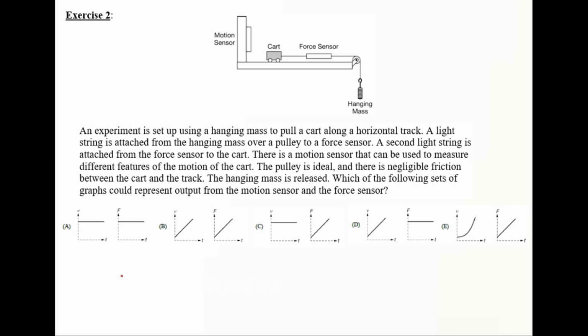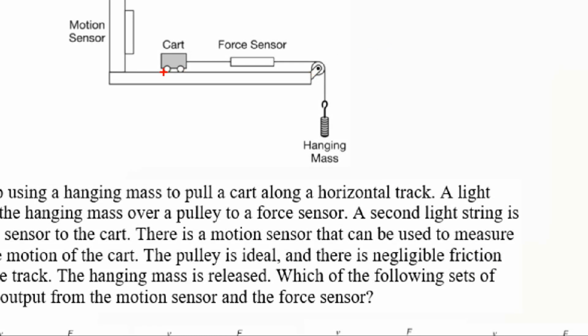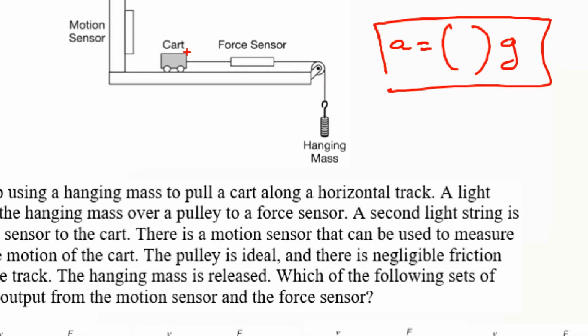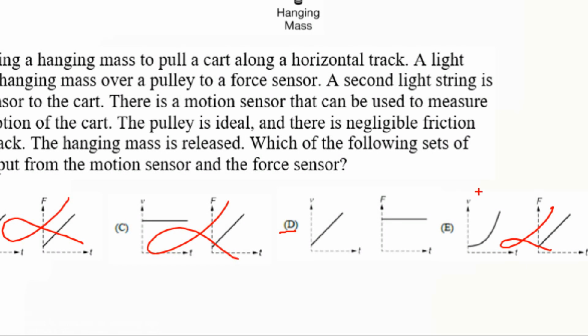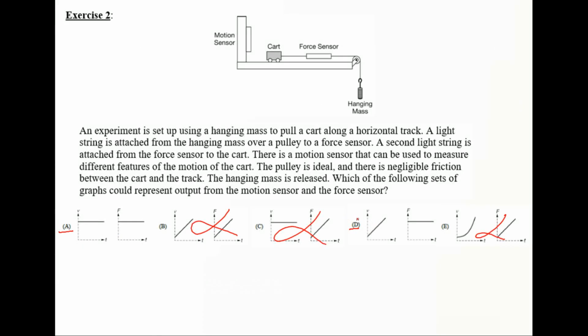The hanging mass is released. Which of the following sets of graphs could represent output from the motion sensor and the force sensor? So we know that the acceleration of such a configuration, based on the type of the pulley and since we don't have friction, is given by a fractional mass multiplied by g, which means that a would be constant, which means the force exerted on the cart is constant. So if force is constant, then it's either A or D, so we can directly eliminate these. And knowing that if the force is constant, acceleration is constant, which means the velocity is linear, then the correct choice would be D.